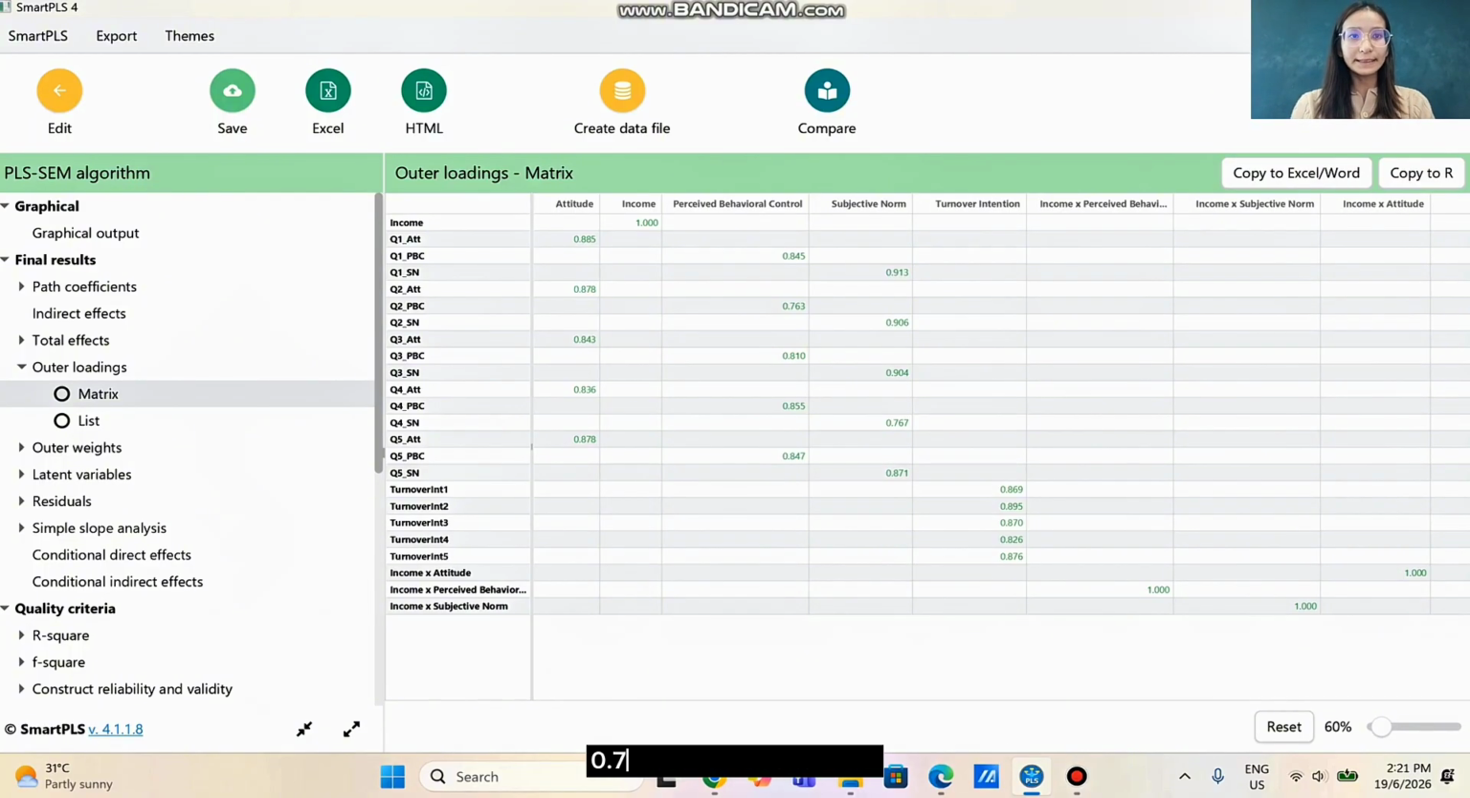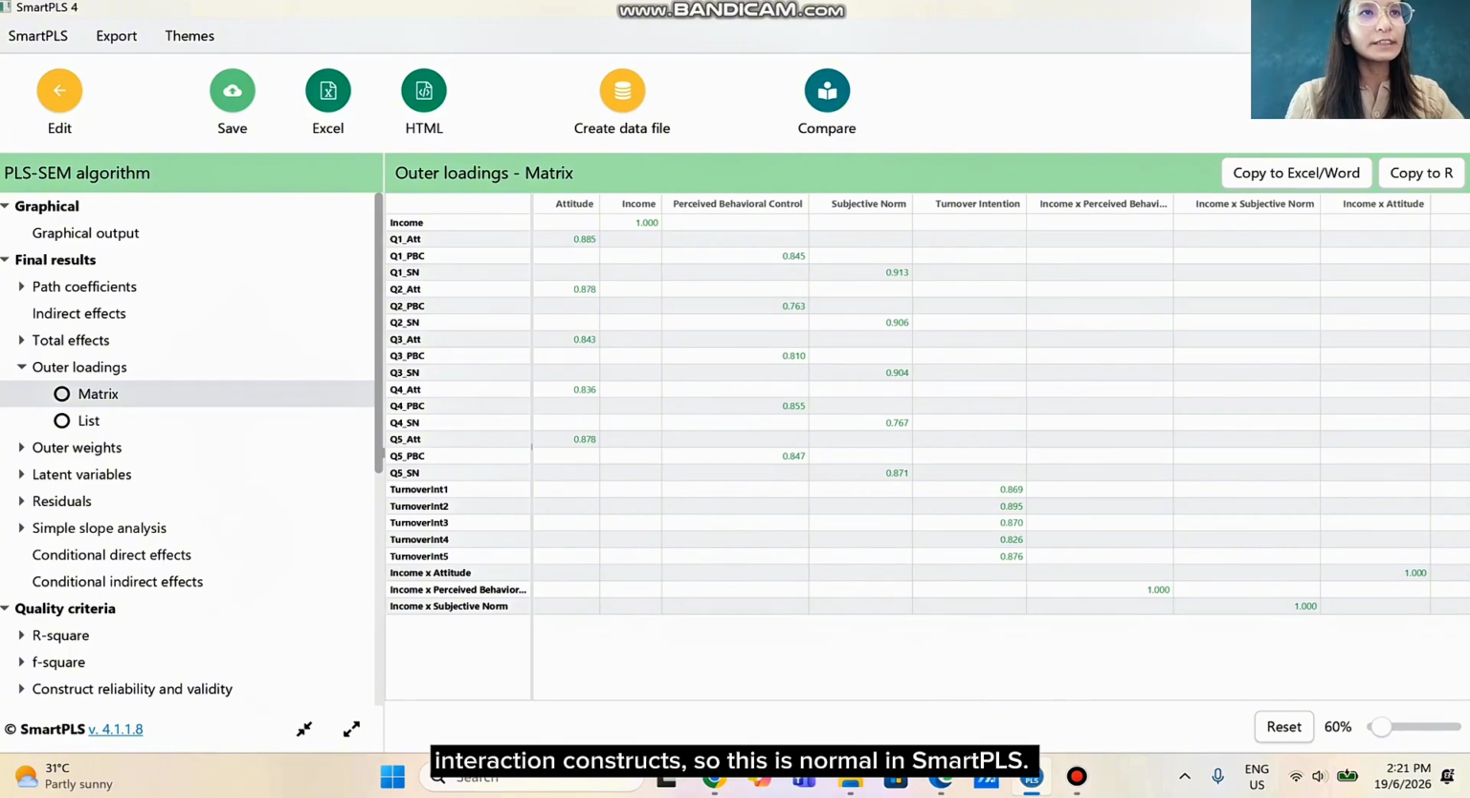Since all the values are above 0.7 and shown in green, this means the indicators have acceptable reliability and they measure their constructs well. So I do not need to remove any indicator at this stage. For income and the interaction terms, the loading is 1 because they are single items or a collected interaction construct, so it is normal in SmartPLS.